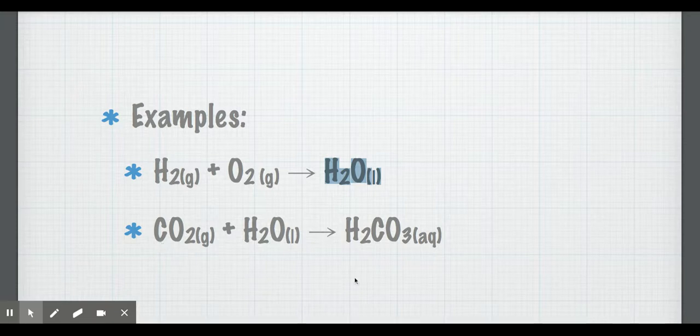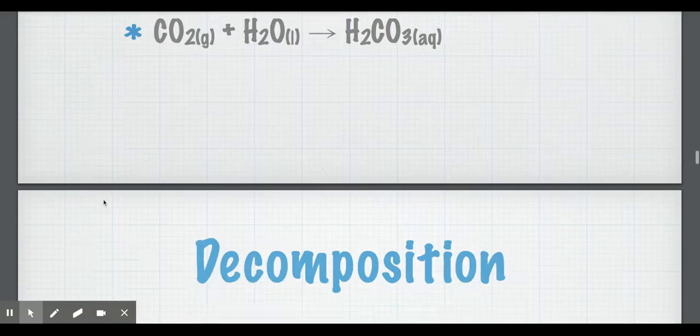Down here, we have another synthesis reaction. So we have carbon dioxide gas combining with water to form carbonic acid. So here we do have our plus sign. So we have a molecule and a molecule coming together to form an even bigger molecule. So even though these aren't individual atoms, we still have two smaller things coming together to form a big thing. It's still considered to be a synthesis reaction.